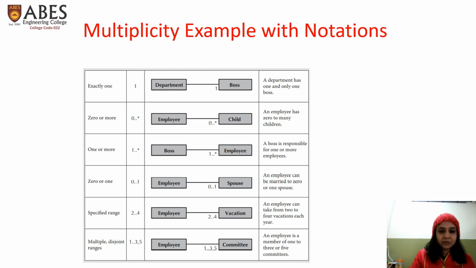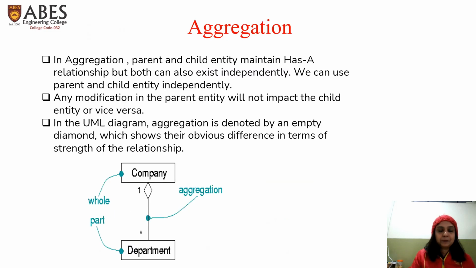Specified range can also be mentioned in multiplicity during association. Suppose I am having an employee class and vacation class. Then an employee can take from 2 to 4 vacations each year. Then it will be represented with 2..4. Multiple disjoint ranges can also be represented with the help of multiplicity. For example, I am having an employee class and committee class. An employee is a member of 1, 2, 3 or 5 committees. Then it will be represented by 1..3, 5.